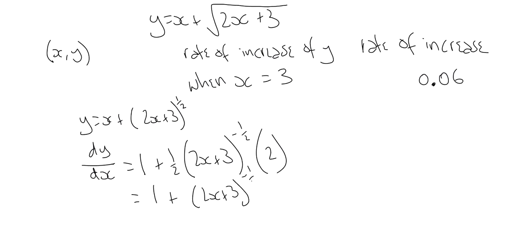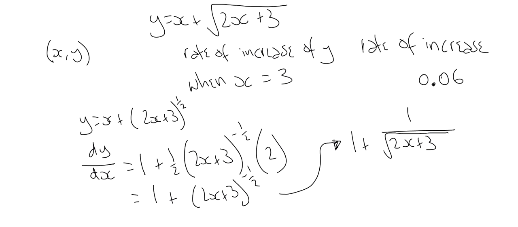So then I've got (2x plus 3) to the power of negative half, and I'm going to write it up here: 1 plus 1 over the square root of 2x plus 3. Okay, so this is the derivative. I want to know the rate of increase of y when x is 3. So what do you think I'm going to do? I'm going to put 3 inside.